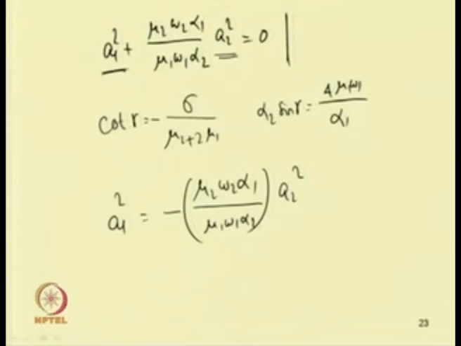So, if alpha 1 and alpha 2 are of the same sign, there is no solution. When alpha 1 and alpha 2 are of opposite sign, this term becomes positive and one can get A 1 in terms of A 2. So, let us take A 1 equal to C 1 A 2, that means there is some energy transfer.